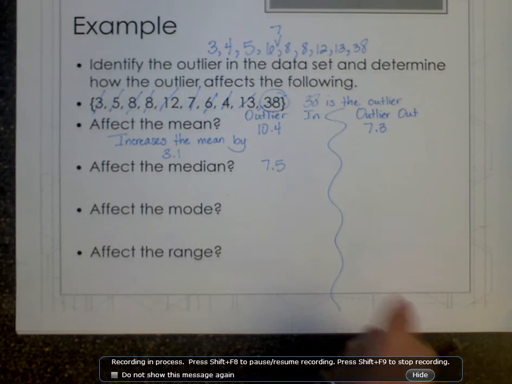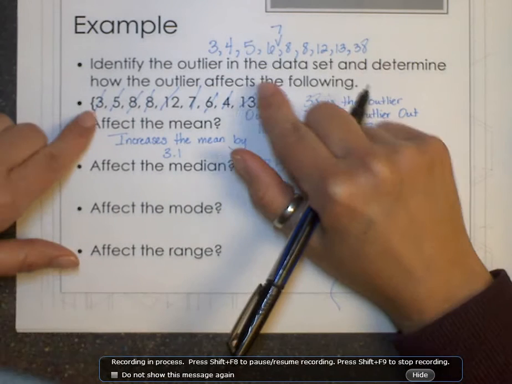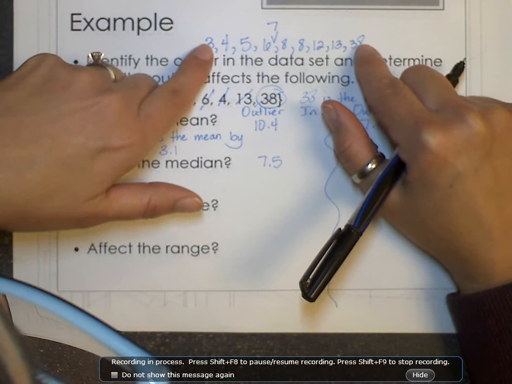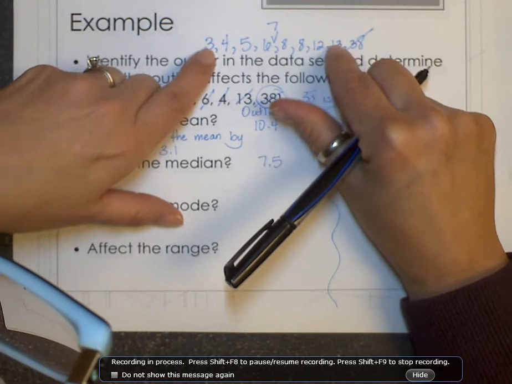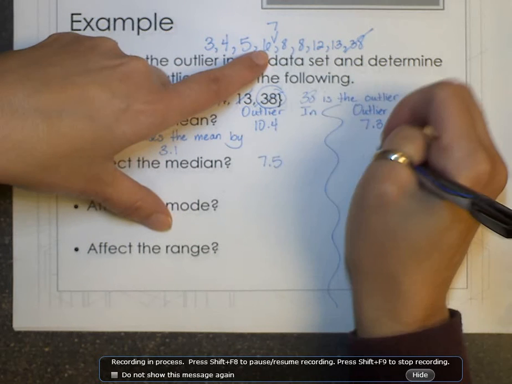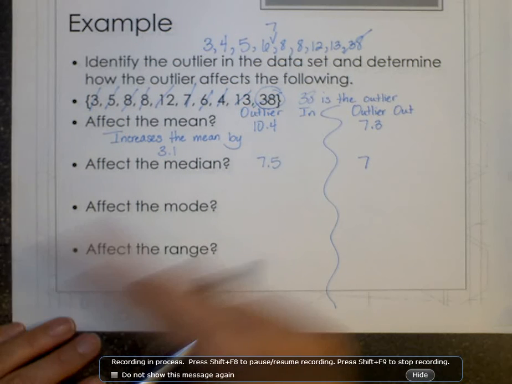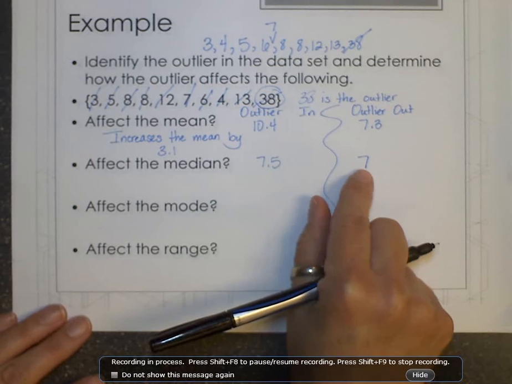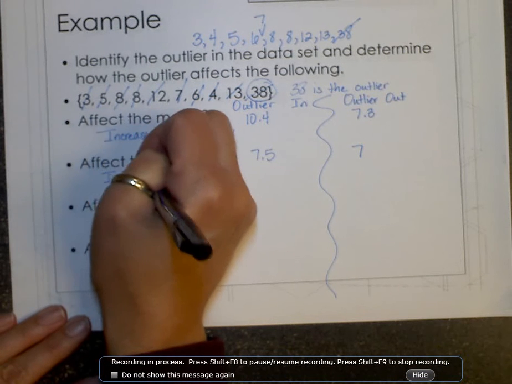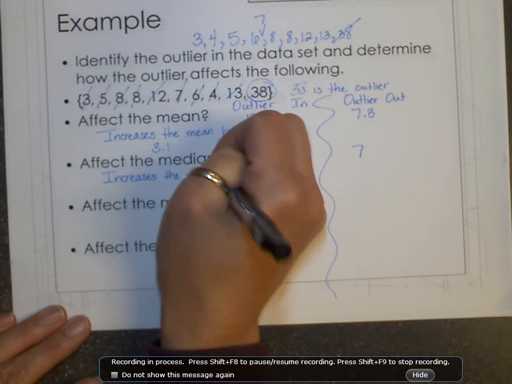Now, if I took out the outlier, so 38 is gone. Okay, what happens to my median now? So here, sorry, I need to come up to this data set. 38 is gone. Here, here, here, here, 7 is in the center. Okay, so if I went 7.5 minus 7, the outlier increases the median by 0.5.